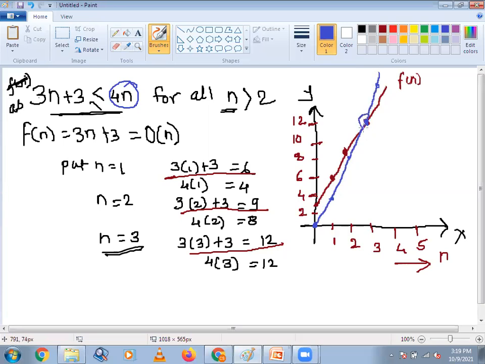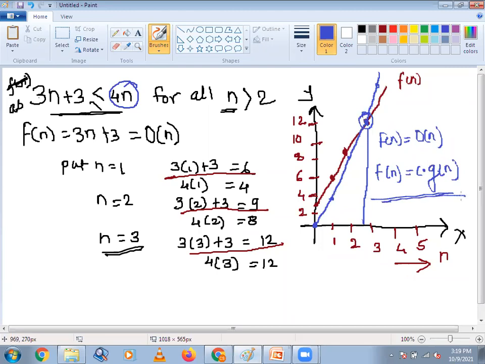This crossing point is your big OH point. You can write the equation: f of n is equal to order of g of n, such that f of n is equal to some constant into g of n. Are you getting?